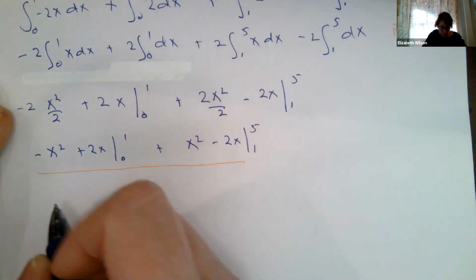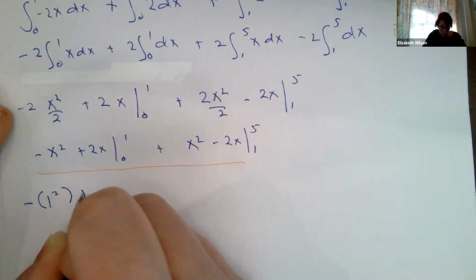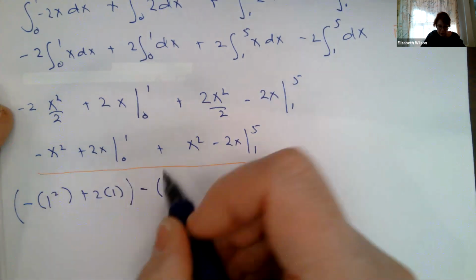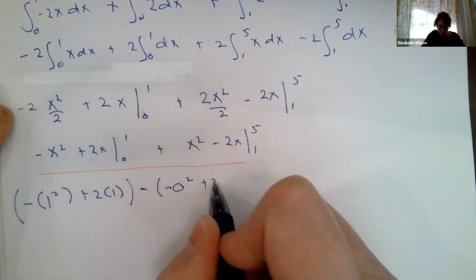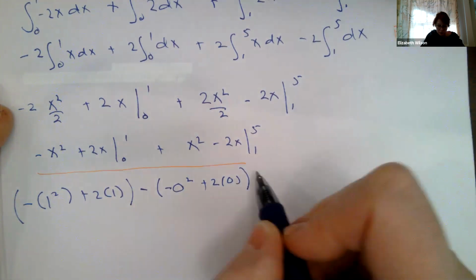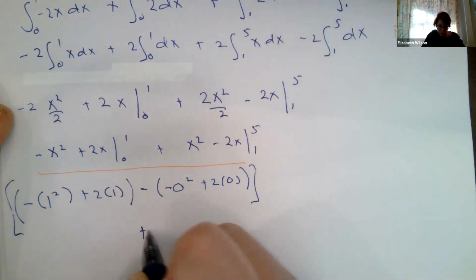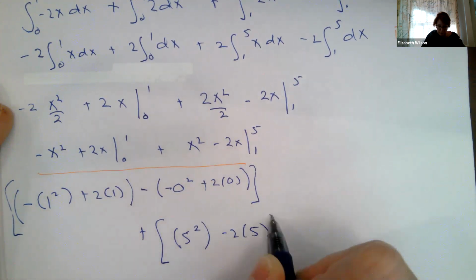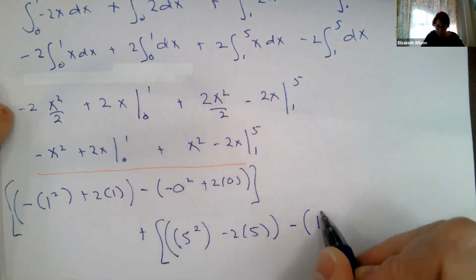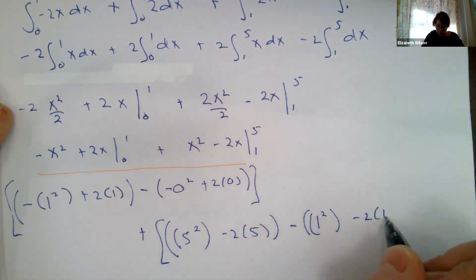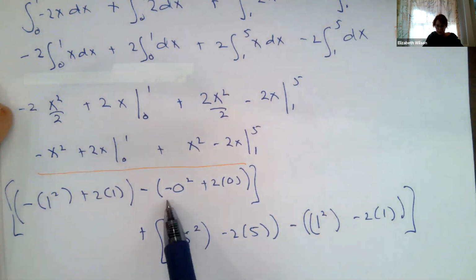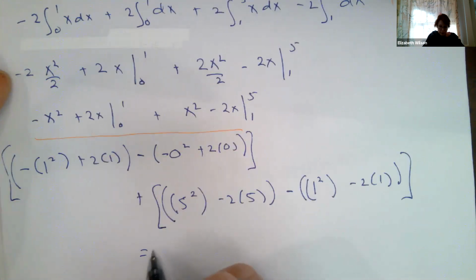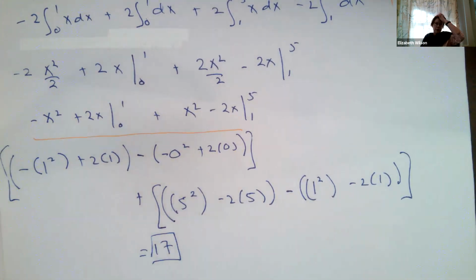So let's go ahead and evaluate this. This is going to be minus 1 squared plus 2 times 1 minus, let's do the 0 even though we don't need it, minus 0 squared plus 2 times 0. We don't need it because it's going to be 0. So that's the first bit, plus our second bit, we'll do 5 squared minus 2 times 5 minus 1 squared minus 2 times 1. First interval, second interval, right? So I can add them all together, and in the end, I'm going to get the region under that graph is 17.